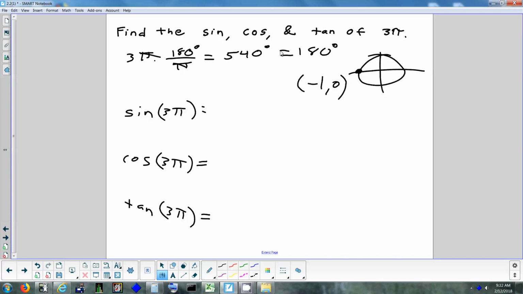So Austin, what would be my sine? 0. Yep. Cosine is -1. And what about my tangent? 0. Yep. Okay. Any questions on that one? All right.